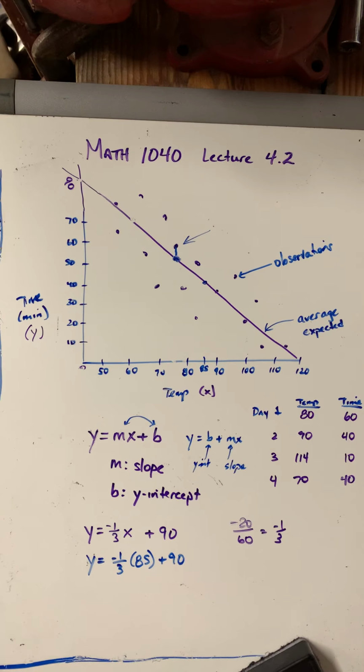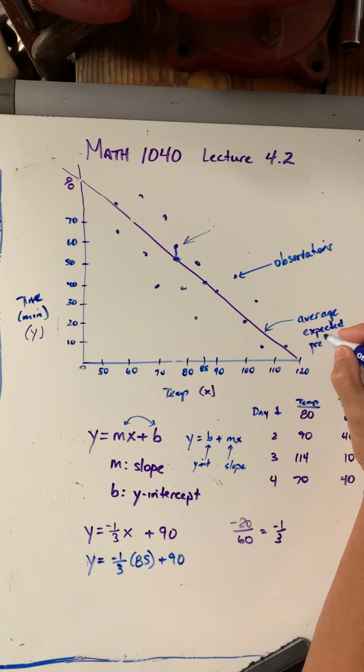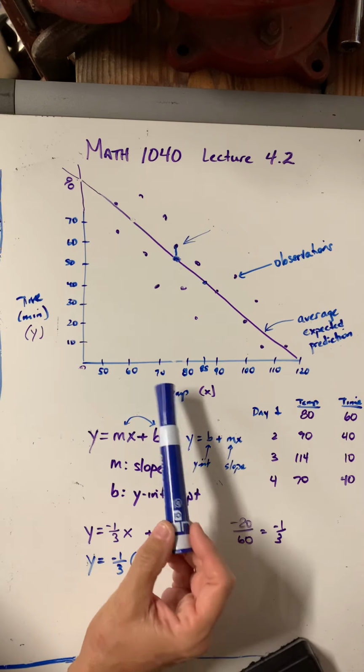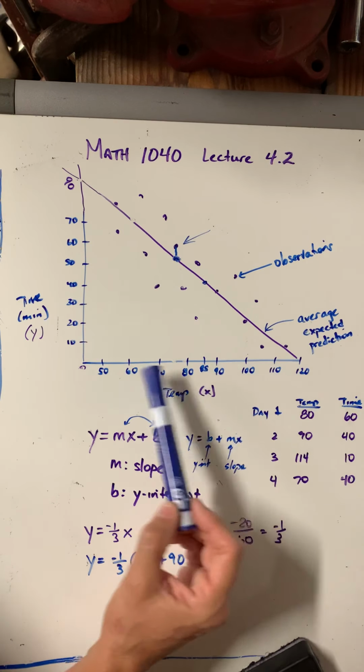The reason we do this is so that we can make predictions, right? So another word that they use is predicted. So this line gives us the knowledge to make predictions so that we don't actually have to collect observations at every single temperature.